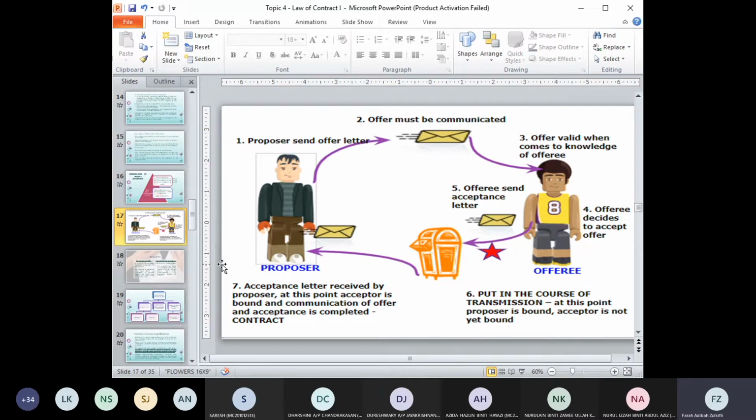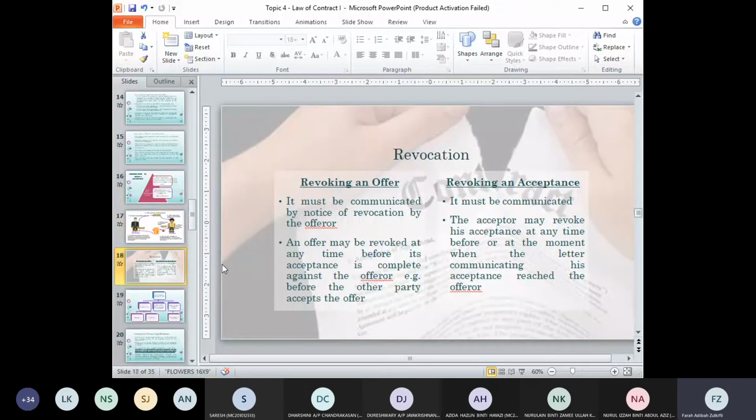At the same time, if the person who already accepted your offer sends the letter to you, at that time he is still not bound by the acceptance, but you are already bound by the acceptance. During the course of transmission, when the letter is still not received by you yet, the other party can call up and say, I already sent you a letter saying that I want to buy a house from you, but actually I don't want to buy the house anymore, so I want to withdraw. So that is when you can revoke your acceptance. Okay, so this is the concept of revocation.